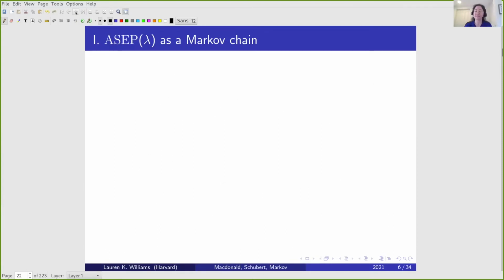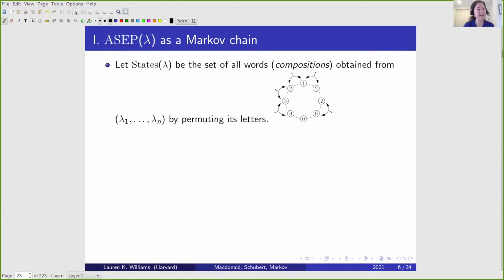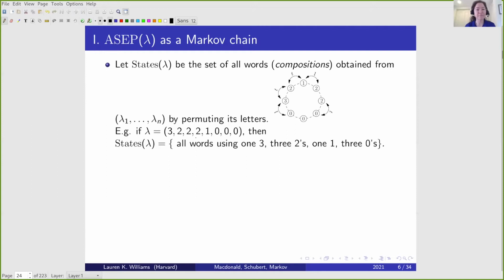Okay, so now let me actually define this even more carefully as a Markov chain. So states of lambda is going to be the set of all words, also called compositions, obtained from lambda by permuting the letters. So remember, lambda was my set of weights that I see in the lattice, sorted into weakly decreasing order, and now states of lambda is all permutations of those. So if lambda is this 3, 2, 2, 2, 1, 0, 0, 0, then my set of states gets identified with all of the words I can make using one 3, three 2s, one 1, and three 0s.